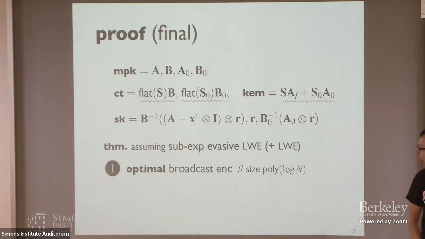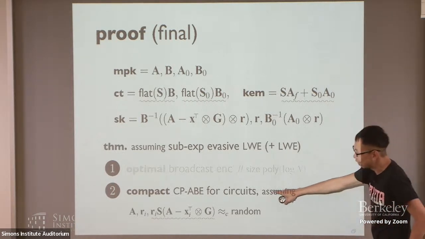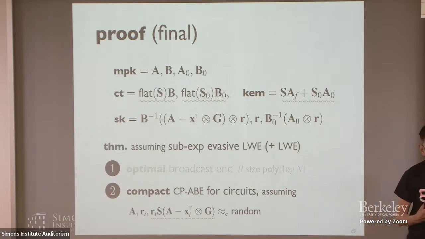So assuming the evasive LWE assumption for sub-exponential noise homogeneous ratio and LWE itself, this gives you an optimal broadcast encryption scheme. And moreover, this is for A that's low norm, and if you make A high norm and replace I with the gadget matrix, then we get a CPABE for circuits with short ciphertext, but we need to make an additional assumption.